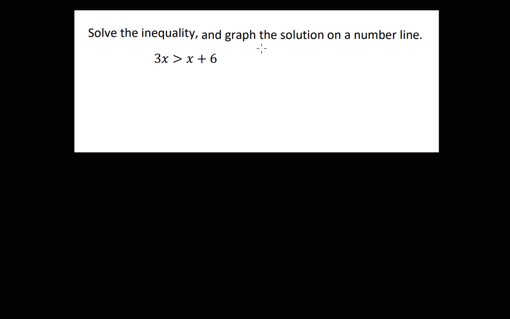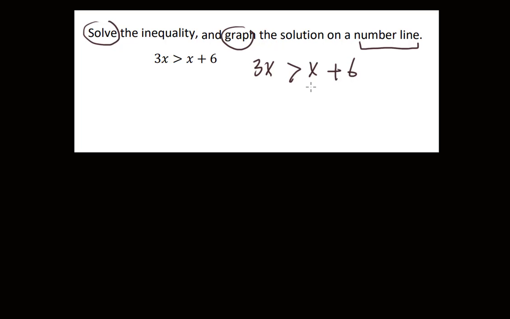So solve the inequality and graph it. We will solve the inequality, then we will graph using a number line. To solve the inequality, you will move all the variables to either the left or right, and all the numeric values to the other side of the inequality. So now we have 3x is greater than x plus 6. Let's rewrite one more time: 3x is greater than x plus 6.